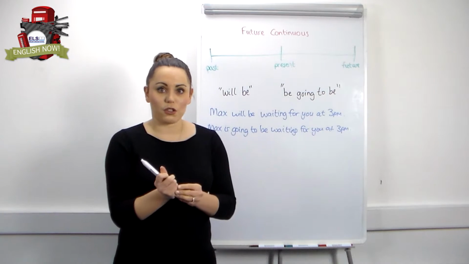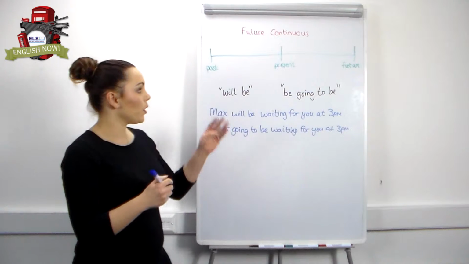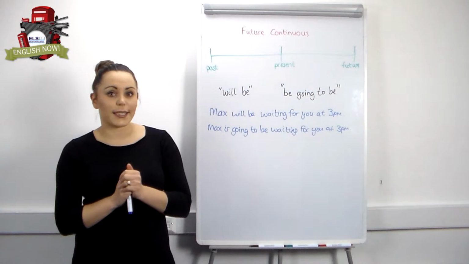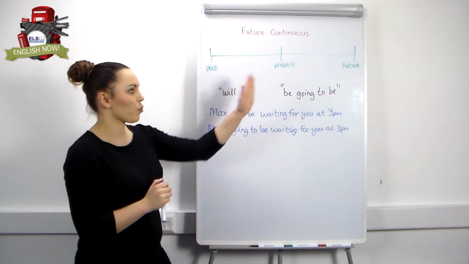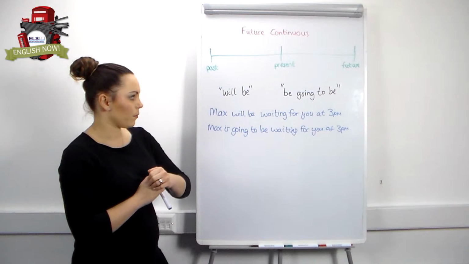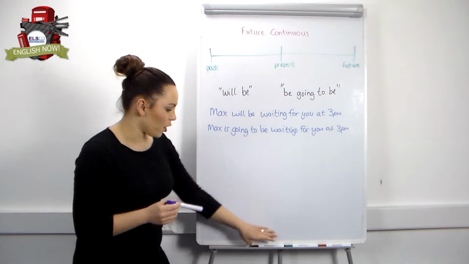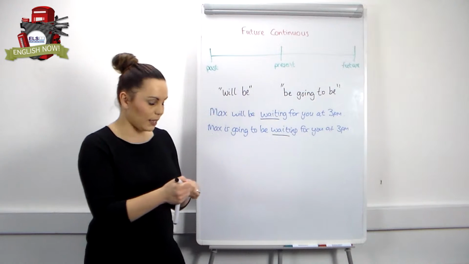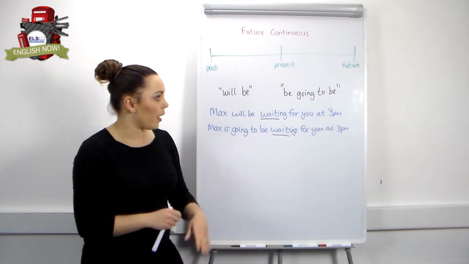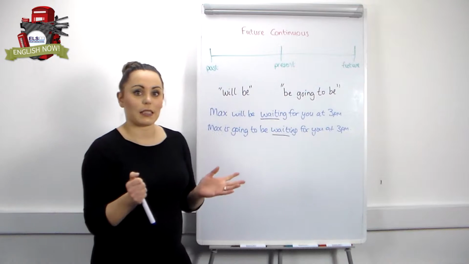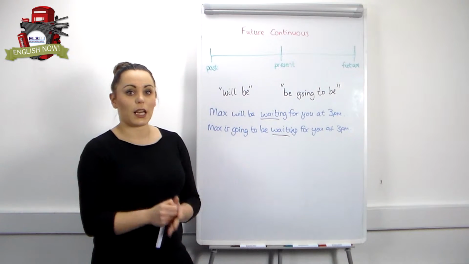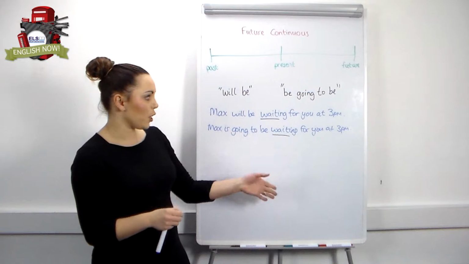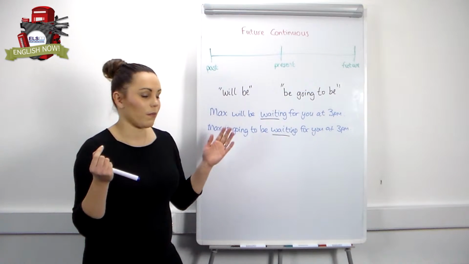Now, in the simple future, there were small differences between the two forms, but in the future continuous, it doesn't really matter which one we use. As you can see, our verb in these sentences is wait, and we've added ing to the end, which is the same as when we're using the present continuous and the past continuous. So it's our verb plus ing.